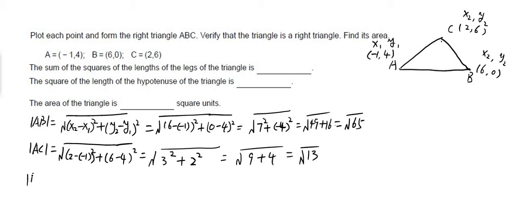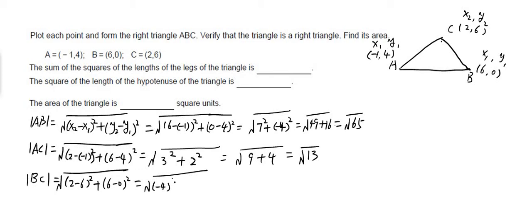Follow the same strategy. How about BC? For BC, we can treat B as x1, y1, and C as x2, y2. So plug in the formula: x2 minus x1 is 2 minus 6, plus 6 minus 0. That will be negative 4 squared plus 6 squared. We have 16 plus 36, and this one boils down to square root of 52.